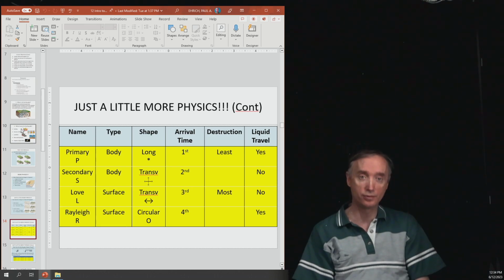Another very important thing is which kinds of waves can travel through a liquid. Because in our next review lesson, we're going to be talking about geophysics and how we can use the P waves, which can go through a liquid, and then the S waves are going to be stopped by a liquid. And we're going to use that property to map the inside of the Earth. So make sure and know that the P waves can travel through liquids, but the S waves cannot.